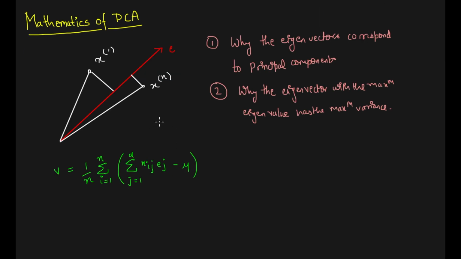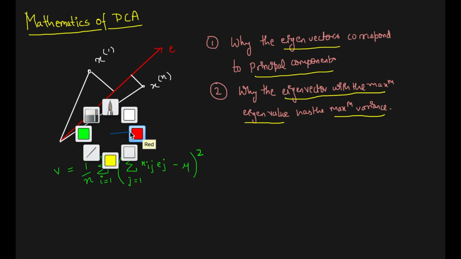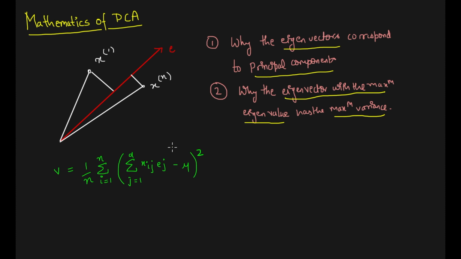The proof of working of PCA depends on basically two factors: why the eigenvectors correspond to the principal components, and why the eigenvector with the maximum eigenvalue is also the one with the maximum variance. So let us consider this figure with E as an arbitrary component along which we have to find the variance. The aim of this proof will be to find E such that the variance along E is maximum, and at the end of the proof we'll conclude that this E is also the eigenvector of the covariance matrix.